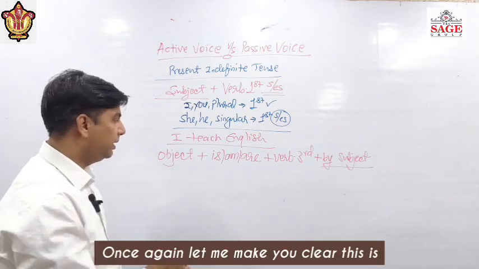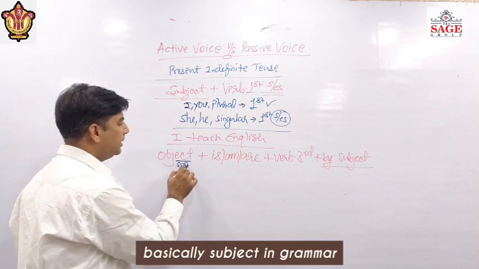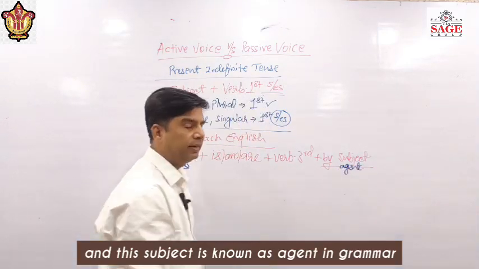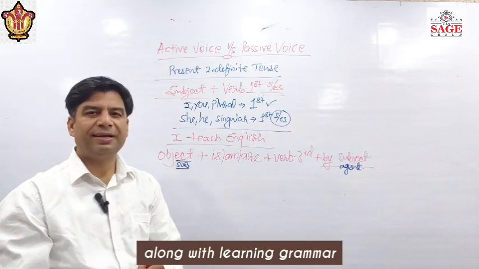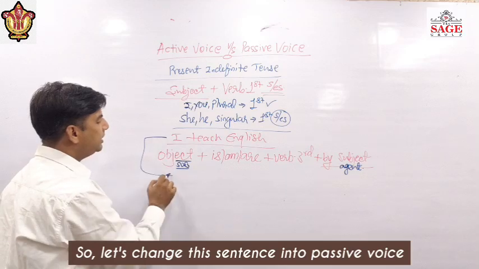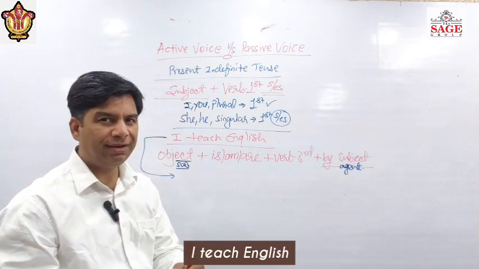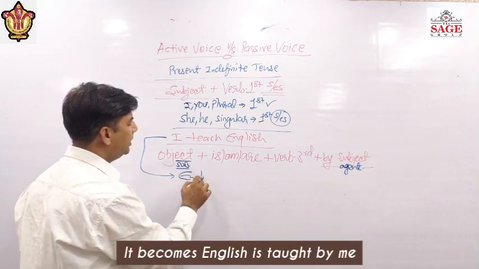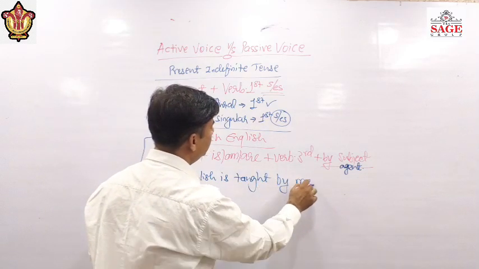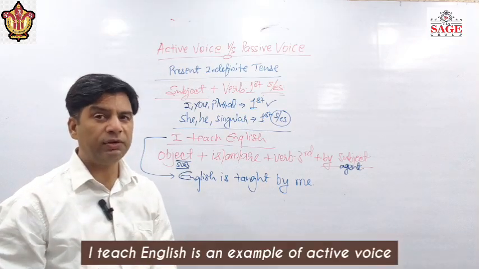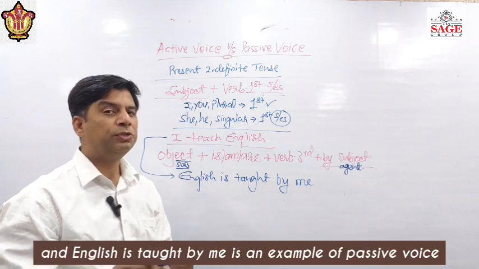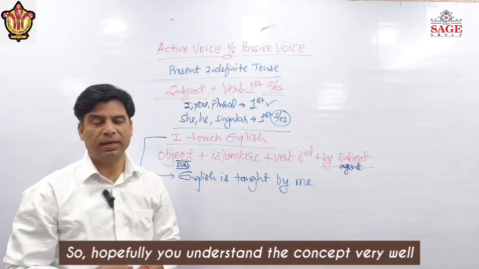Once again, let me make you clear. This is basically the subject in grammar, and the subject is known as the agent in grammar. But along with learning grammar, it is our responsibility to understand the concepts. So let's change this sentence into passive voice. I teach English. It becomes English is taught by me. I teach English is an example of active voice, and English is taught by me is an example of passive voice. So hopefully you understand the concept very well.